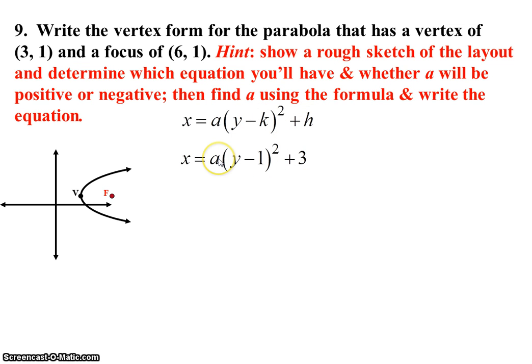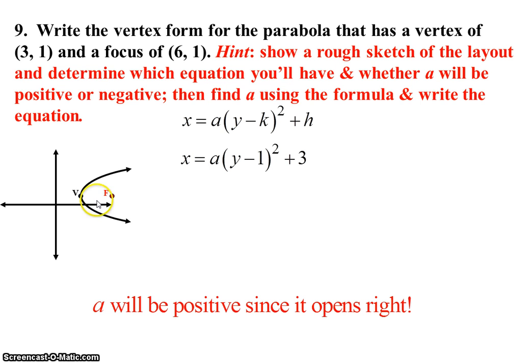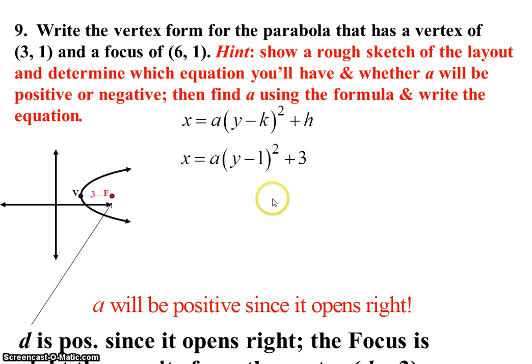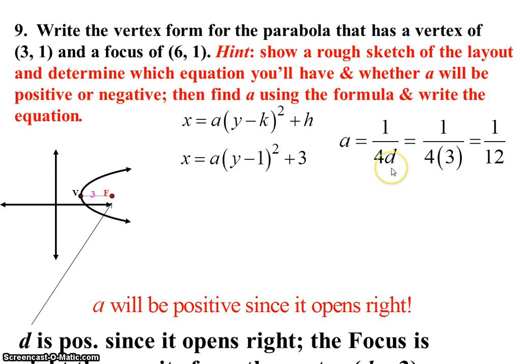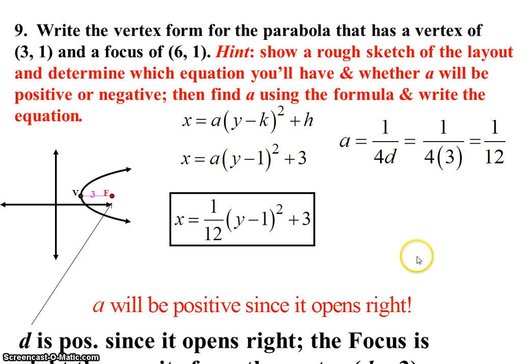Now to find A, we needed to know what this distance was from the vertex to the focus. We also know it's going to be positive because it's opening right. So that was 3, right? So A is 1 over 4 times D. We're just plugging in 3 for D. We get 1/12, and there you have it. You've got the equation of that parabola: x equals 1/12 times the quantity y minus 1 squared plus 3.